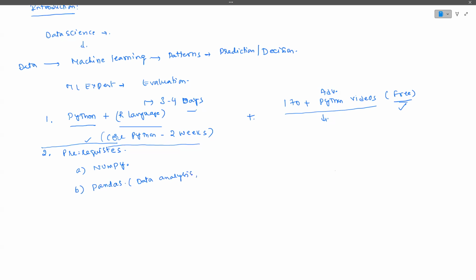And some kind of data, as I told you now, guys: data collection, data analysis, data manipulation, data cleansing. All these things we can perform by using this particular pandas library, guys.